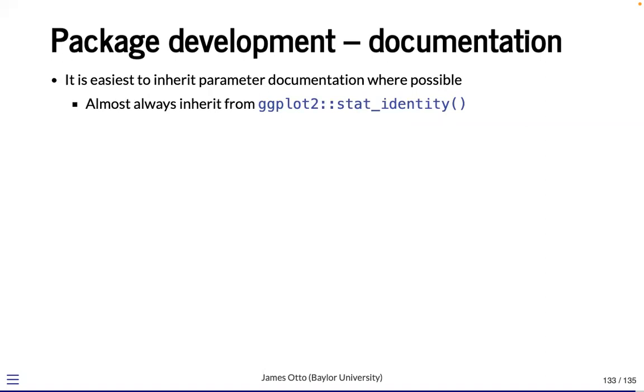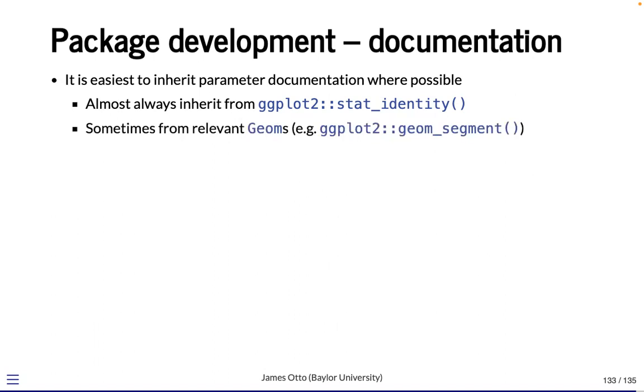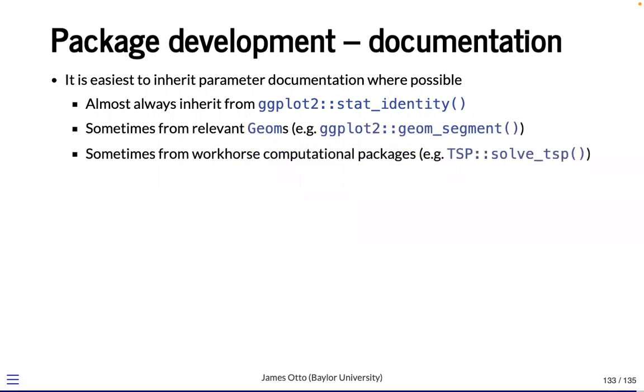And the way that you do that, or the way that I found is easiest to do that, is no matter what layer function it is, you inherit from stat identity. And so that means all of the arguments that stat identity shares with your function, R is going to go find the documentation that ggplot2 devs wrote. Also, if there are other geoms that yours are related to, so with geom_complete, we want to inherit from geom_segment.